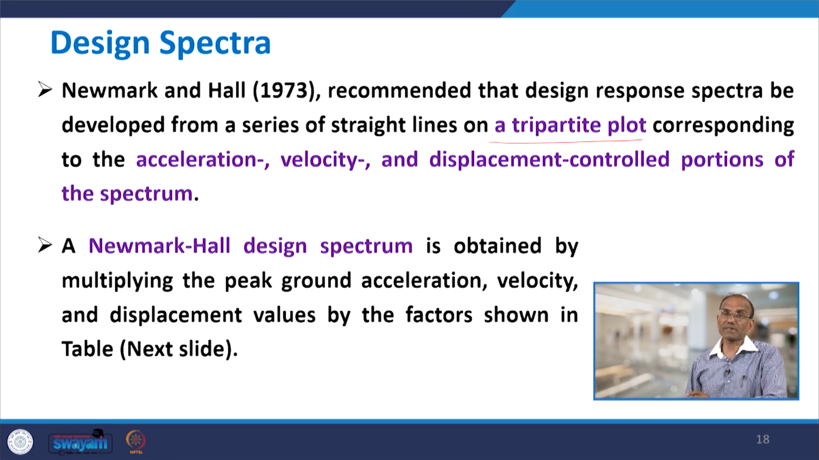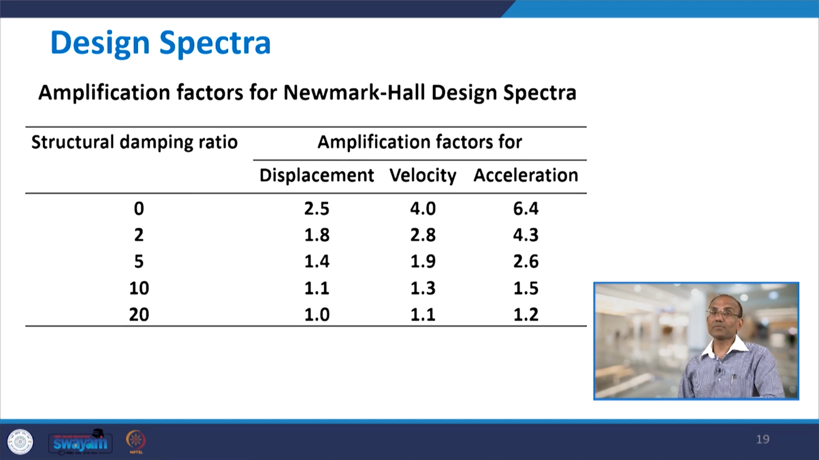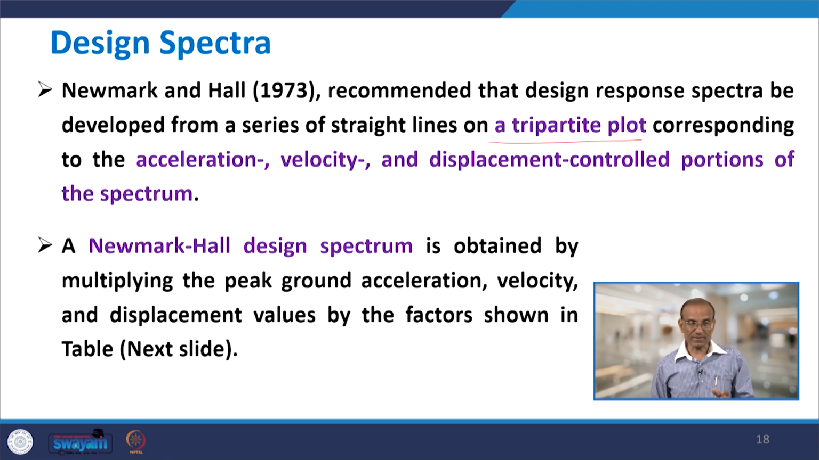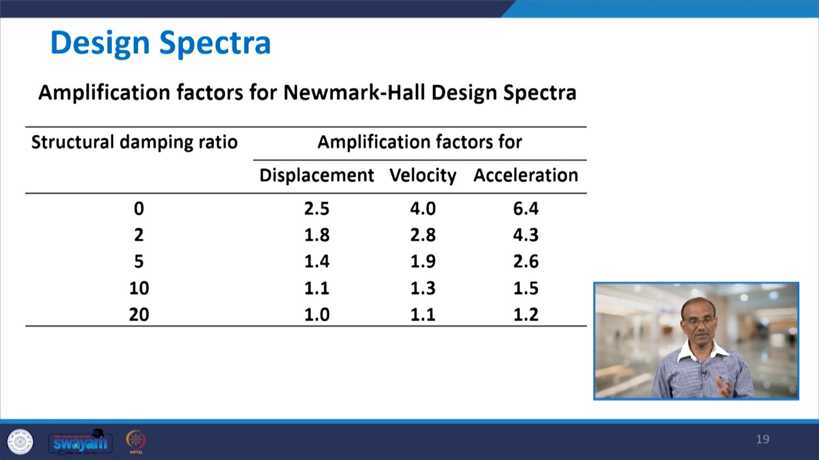A Newmark Hall design spectrum is obtained by multiplying the peak ground acceleration, velocity and displacement values by the factors which are shown in the next table. Once you obtain the peak values, these amplifying factors for displacement, velocity and acceleration depend on the damping ratio. As the damping ratio increases from 0 to 20%, these factors decrease, while at the same damping ratio the factor value is maximum for acceleration and minimum for displacement.